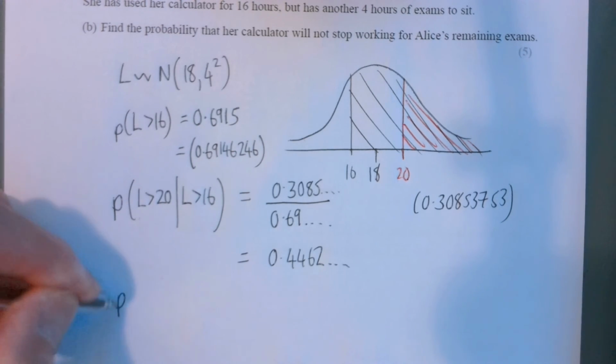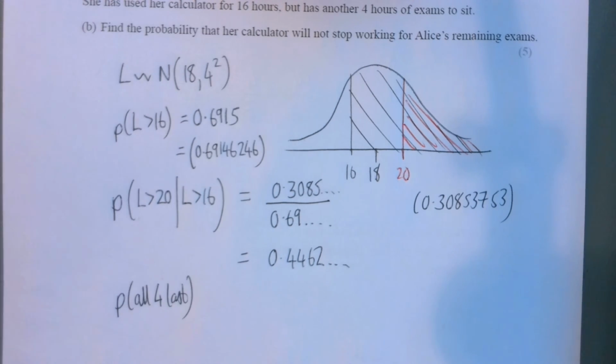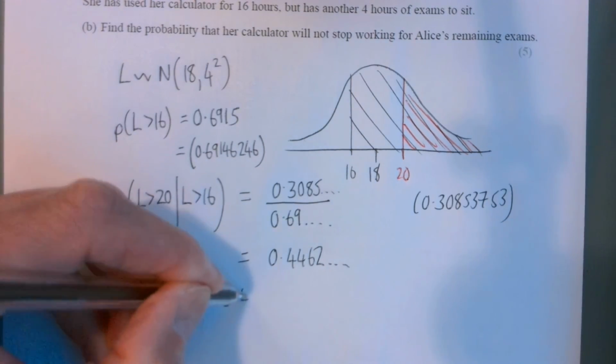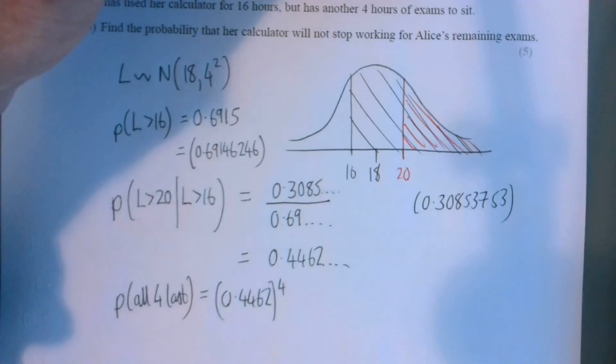So the probability that all 4 last: what's the probability of one thing happening and another thing happening and another thing happening? Well, this is just basic probability. It's that, times that, times that, and times that. So it's that to the power of 4. And that gives me the answer to that question.